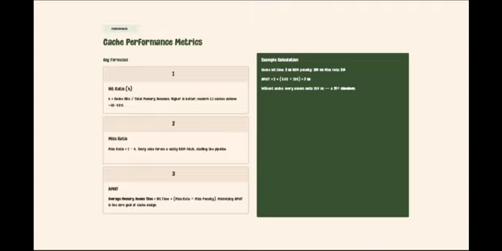Next, example calculation. For example, if cache access time is 2 nanoseconds and RAM takes 100 nanoseconds, with a 5% miss rate, the average memory access time becomes 7 nanoseconds. Without cache, every access would take 100 nanoseconds, which is much slower.